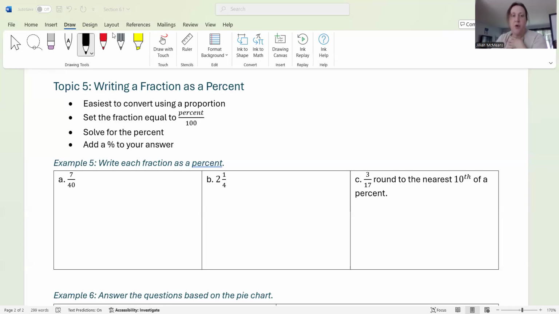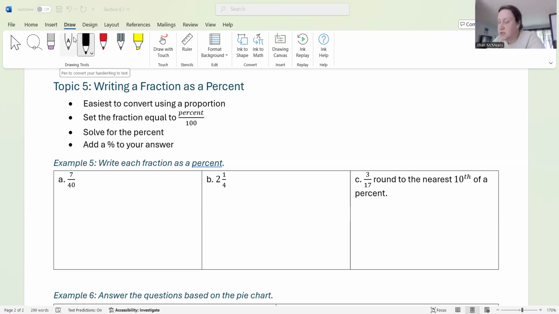Okay, for topic 5, we're going to write a fraction as a percent, and there are really two methods for doing this, and I am going to show you both. There are certain situations where one method is definitely going to be easier than the other, and in other situations, the other method is going to be easier. Just kind of depends, okay?